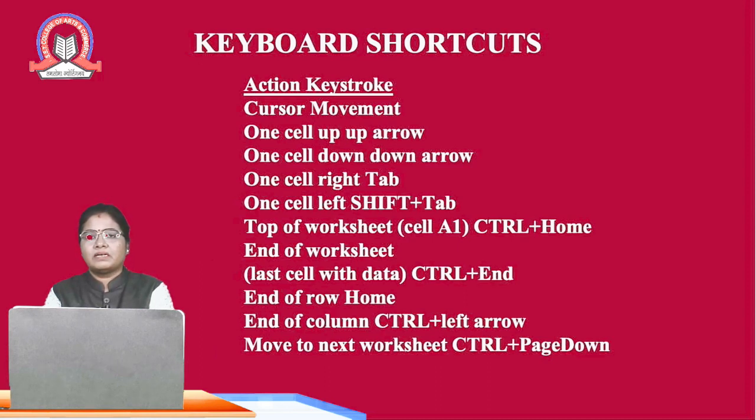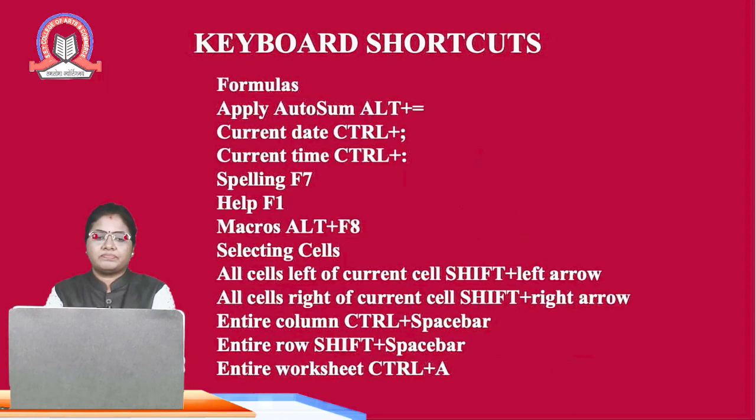One cell up is the up arrow key, one cell down is the down arrow, one cell right is Tab, one cell left is Shift Tab. To go to the top of the worksheet, cell A1, Ctrl Home. To go to the end of the sheet, that is the last cell with data, Ctrl End. To go to the end of a row, End; to go to the end of a column, Ctrl left arrow. Move to the next worksheet with Ctrl Page Down.